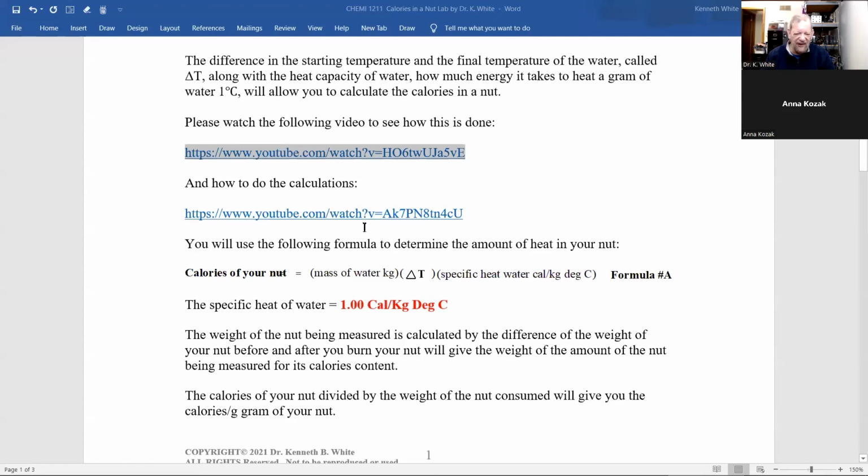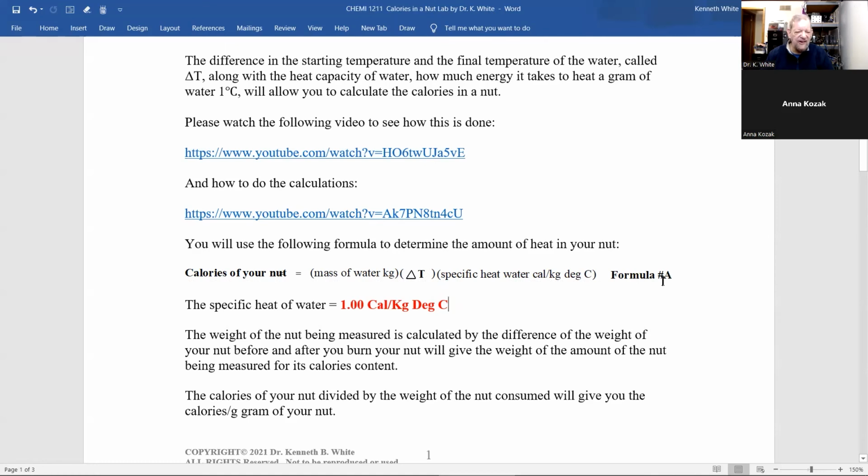So let's look at the lab. Now, I also have a way of doing calculations. Now, let's look, and you'll use formula A. Does everybody see formula A here? Do you see it right here? All right, that's the formula.